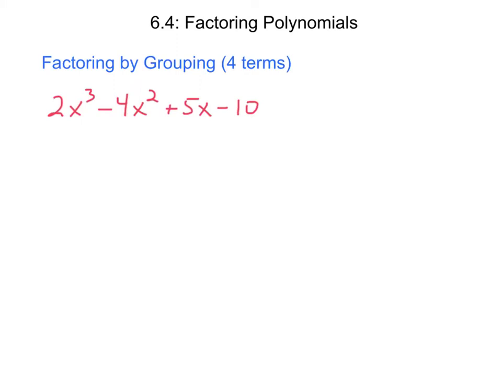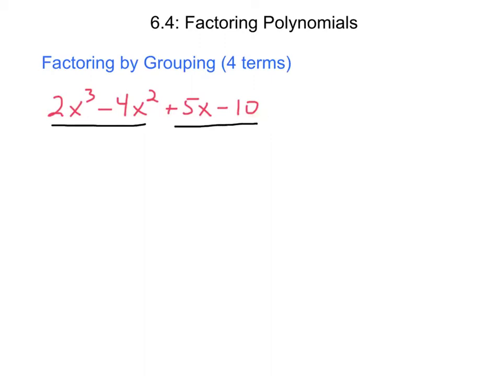Whenever you're doing a factoring problem, and your problem has 4 terms like this one does, so you have 2x cubed and then negative 4x squared and then 5x and then negative 10 as your 4 terms, you should probably consider using grouping on that, because that's really the only factoring method that applies to 4 terms. So anytime you're doing a factoring problem and you have 4 terms, it's pretty clear that you want to use factoring by grouping. Now, to do this, you'll group the first 2 terms together and the second 2 terms together.